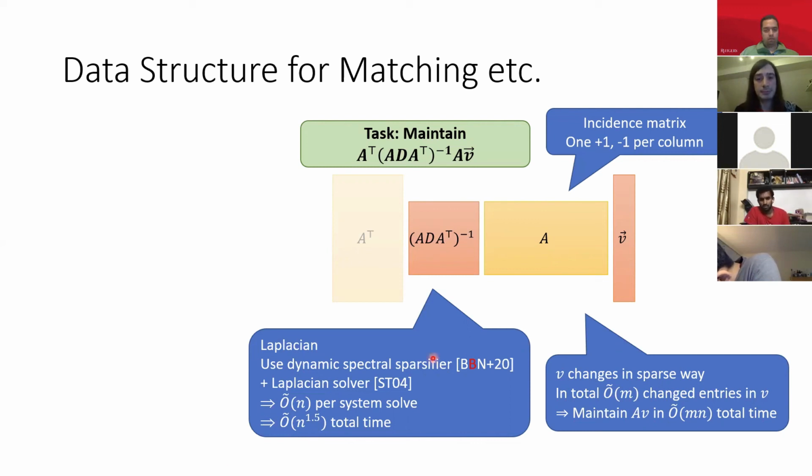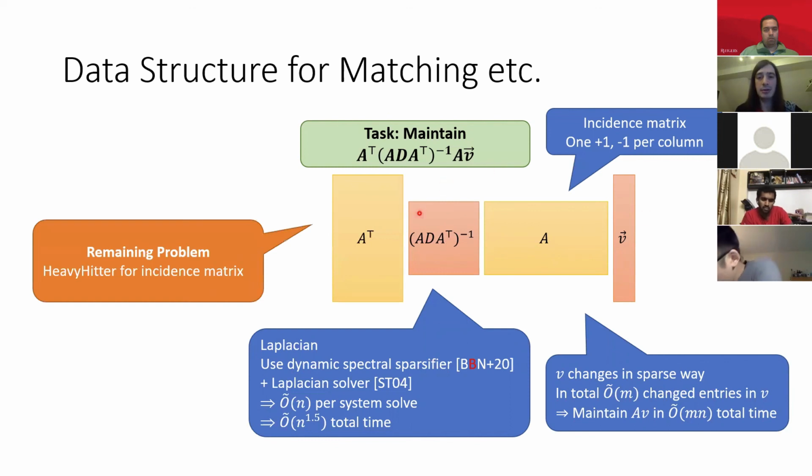All right. So the only thing that now remains is, okay, after computing all of this, how do we find the large entries of this A transpose times some vector? So we now need to solve this heavy hitter problem for the special case that this is an incidence matrix.